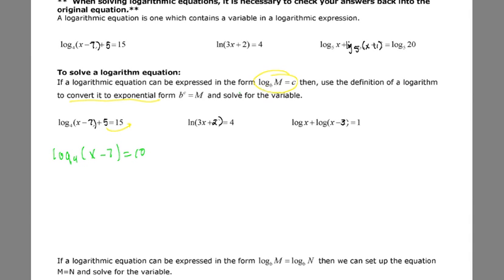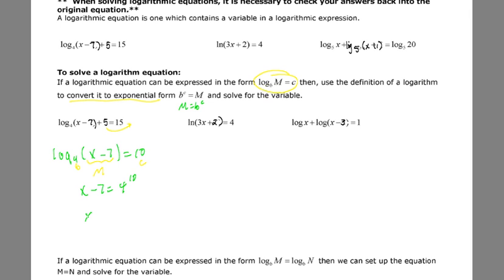Now that it's in this format, let's just convert it to b to the c equal to m, or m equal b to the c. It means the same thing. M is this part right here. This is our m. This is our b. This is our c. So when we convert it, it looks like x minus 7 equal 4 to the 10th power. Well, 4 to the 10th power is going to be a pretty large number, but we can still use our calculator to find it.